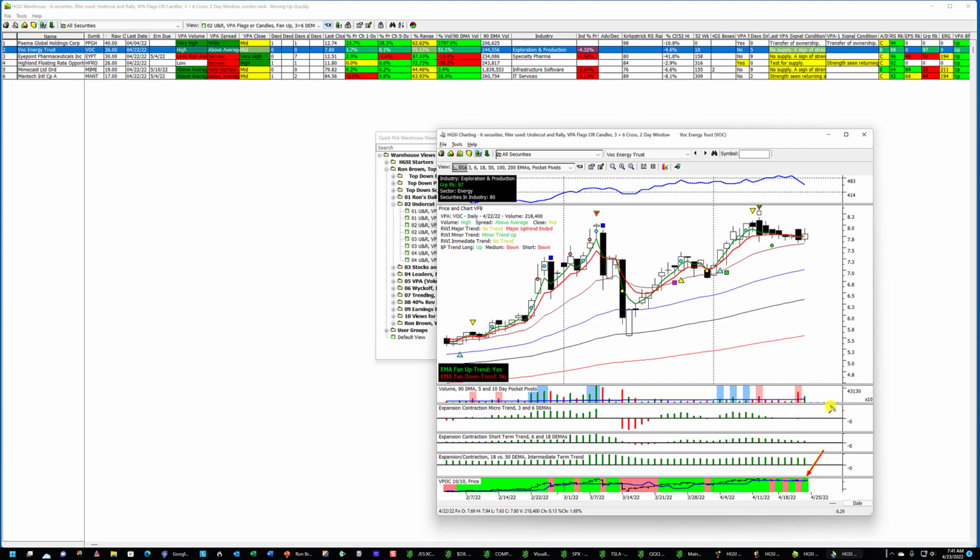And here is the 3-6 crossover. It's really hard to see on the chart, but this is setting up nicely. And it's an exploration and production stock. If oil continues to hold at high levels, this one looks like it's building and it may go higher.